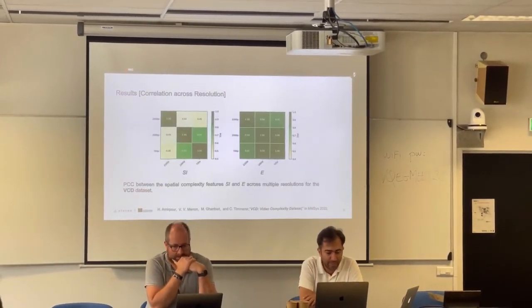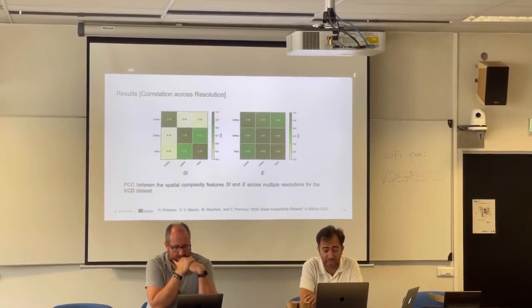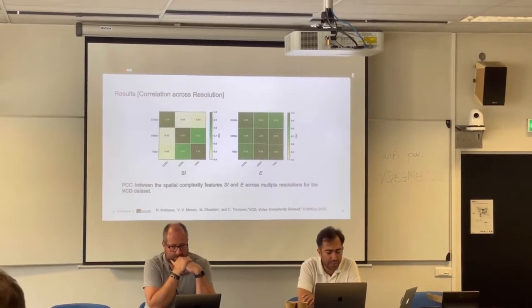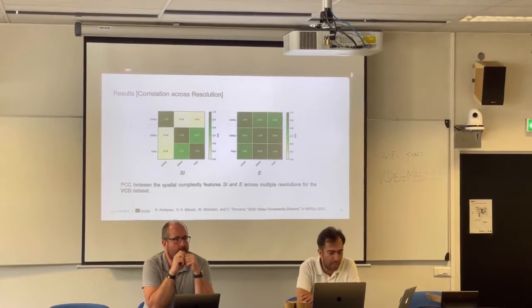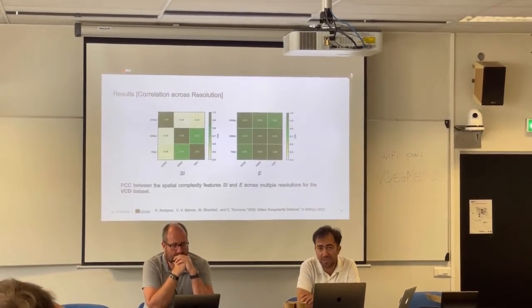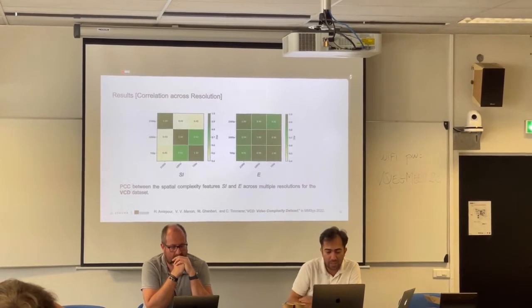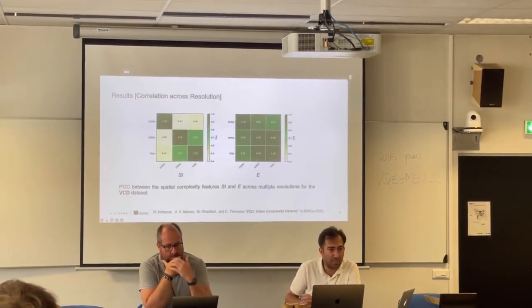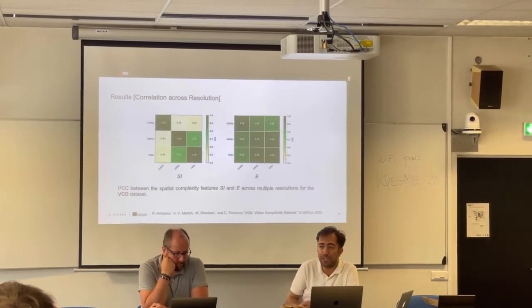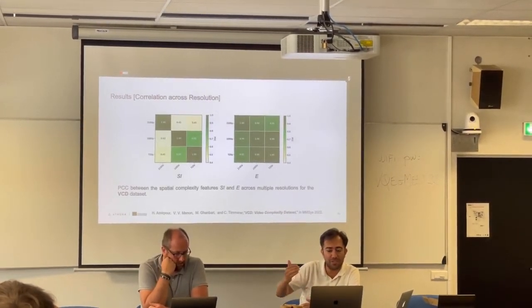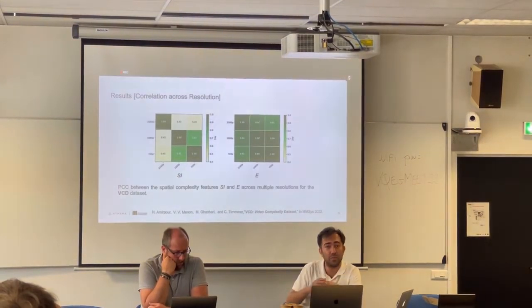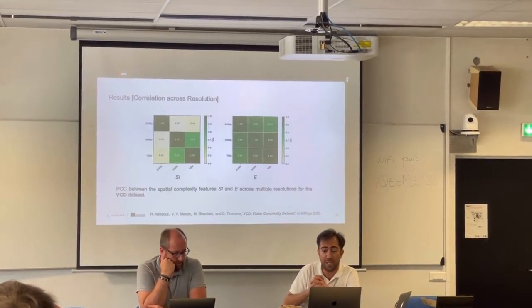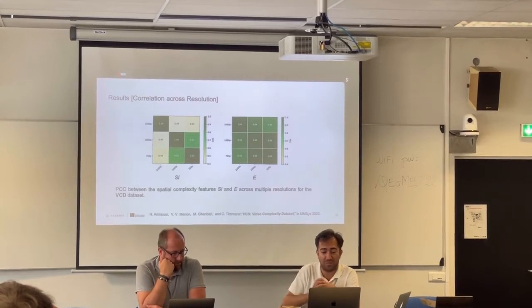But one very interesting observation, because Werner, I think, discussed this on Monday, is that the correlation across multiple resolutions is not good for SI. They have their own reasons. But fortunately, for our spatial complexity feature, it's not the case. So you can see that, for example, between 720p and 1080p, we have almost 100% correlation, which means that we can calculate this spatial complexity feature at low resolution and even speed up the process of the feature extraction to around 1,500 frames per second.